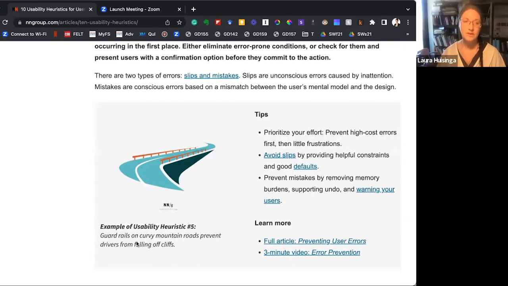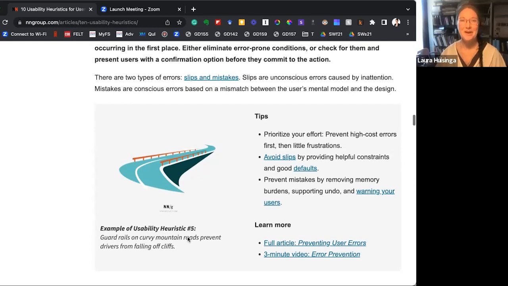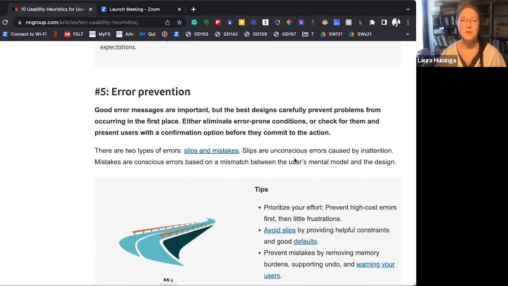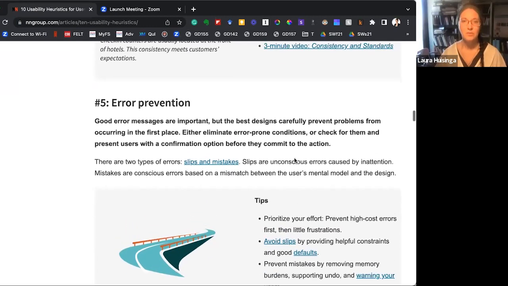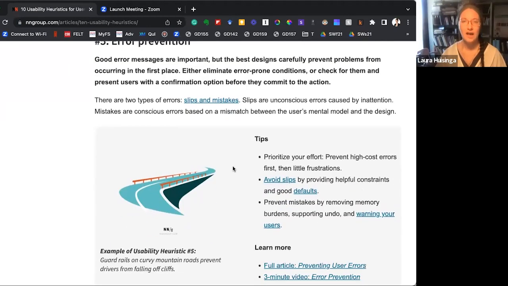So an example of this is having guardrails on a curvy mountain road, which prevents drivers from falling off a cliff, hopefully. You want to make sure that you create those digital guardrails. If there is something where there's a high error rate, then figuring out either how to eliminate that, or again, providing that confirmation. Did you really mean you want to delete your entire paper, right? So having that double check before that action is completed.